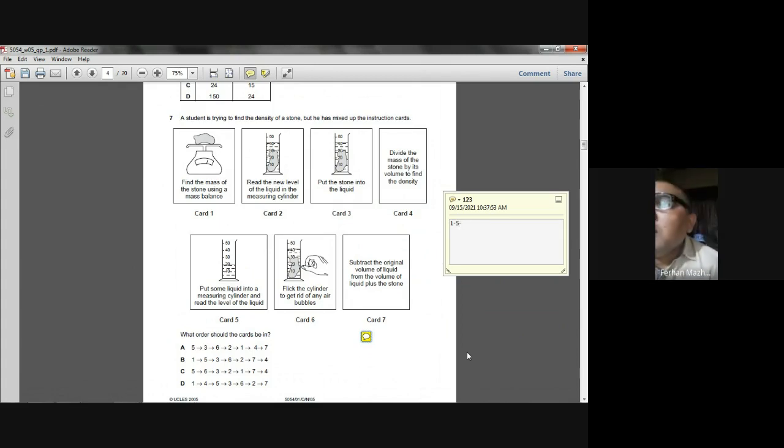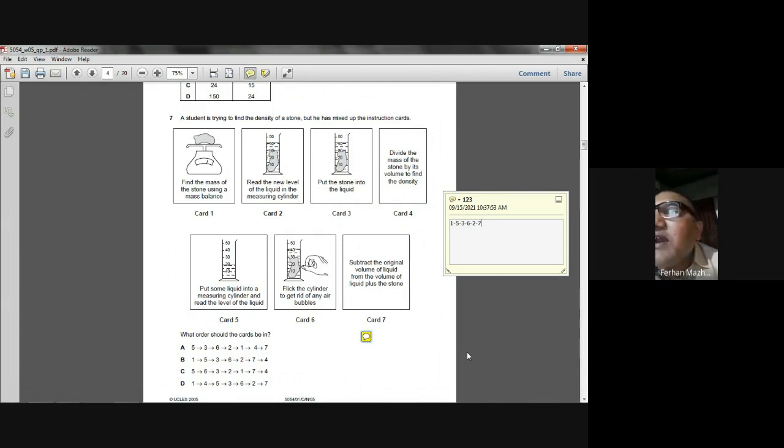Then I should note down the volume of this. Then I should put the stone into the liquid. Then I should do 3. Then I should flick the cylinder to get rid of any air bubbles. Then I should do 6. Then I should read the level of the liquid in the measuring cylinder. Then I should do 2. And then subtract the original volume of the liquid from the volume of the liquid plus the stone. Then we should do 7.